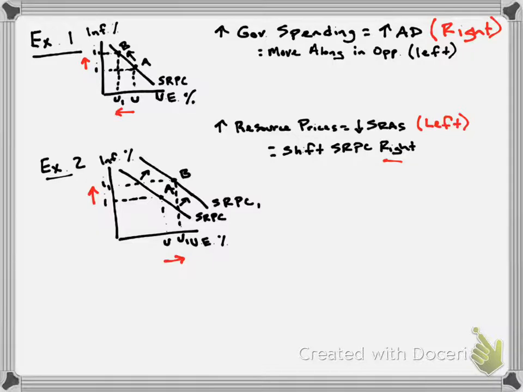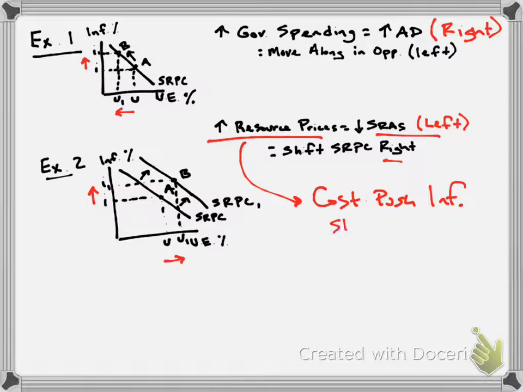Now remember, just to kind of bring this full circle, we had said previously, I believe this was in Unit 3, that when there's a scenario that we have an increase in resource prices, okay, and the SRAS shifts left, the slang word for this scenario would be that we have cost push inflation, also known as stagflation.